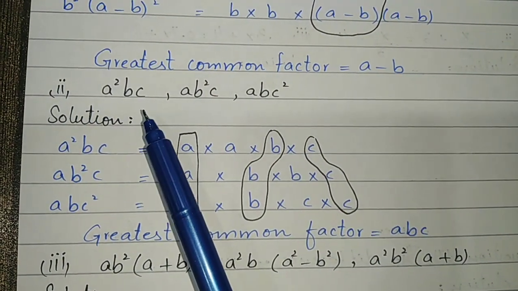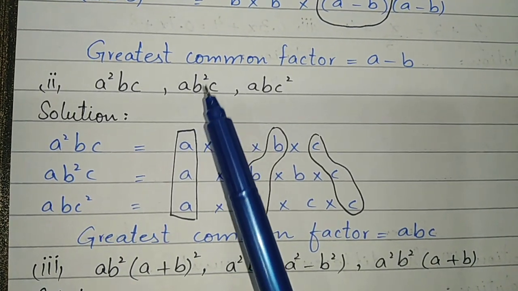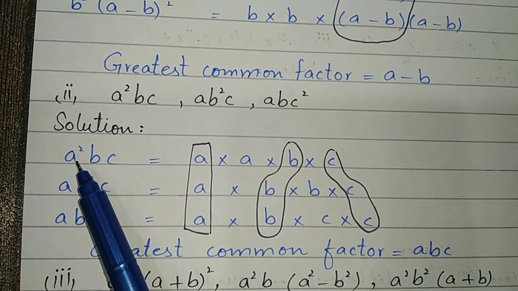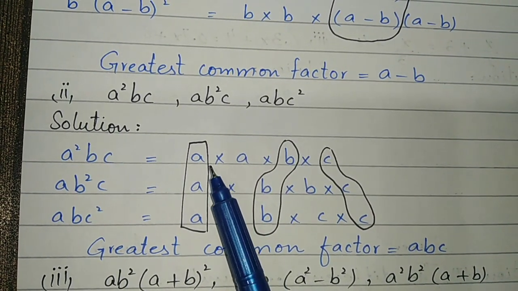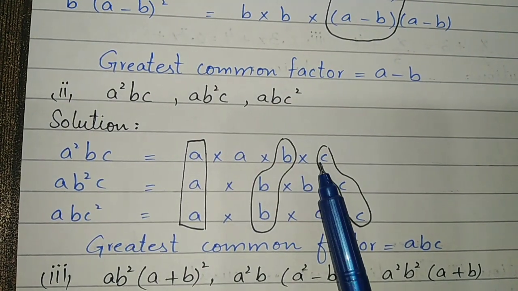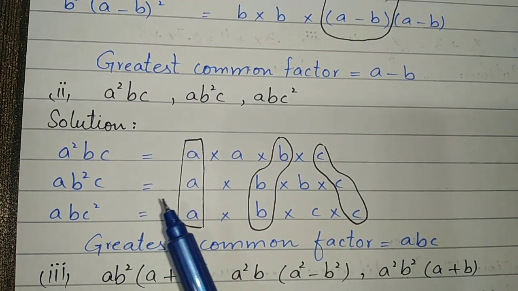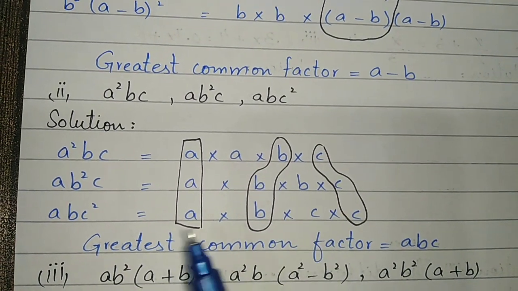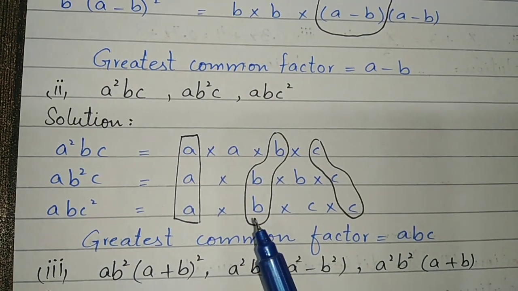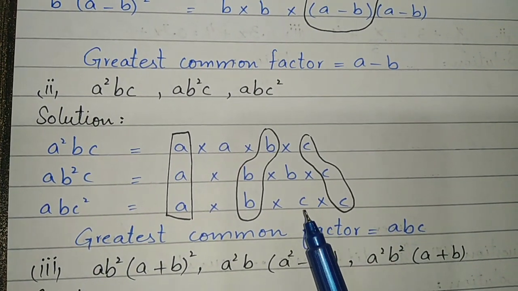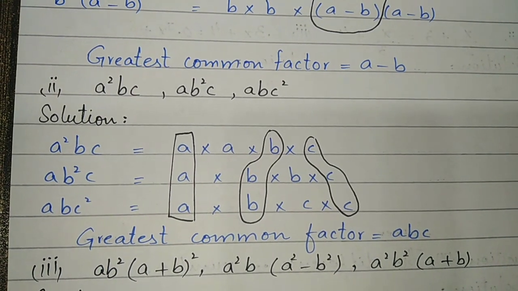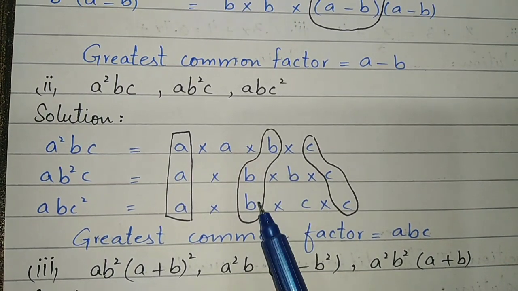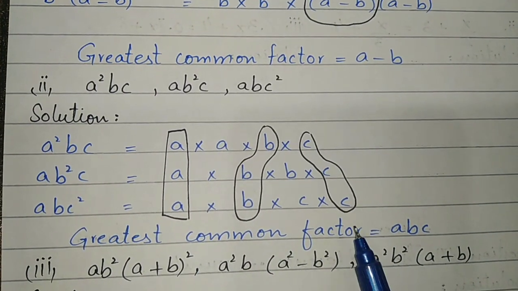Second part is A squared BC, AB squared C and ABC squared. A squared BC can be written as A times A times B times C. AB squared C can be written as A times B times B times C. ABC squared means A times B times C multiplied by C, two times. Now we have to take the common in the three terms. A is common in the three terms, B is common and C is common. So the greatest common factor is ABC.